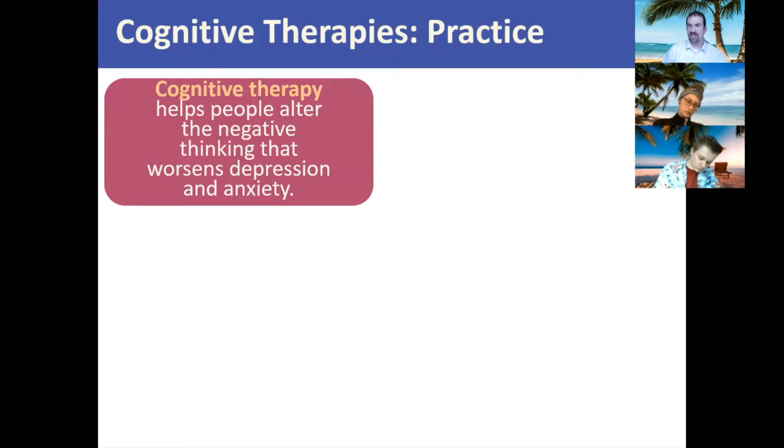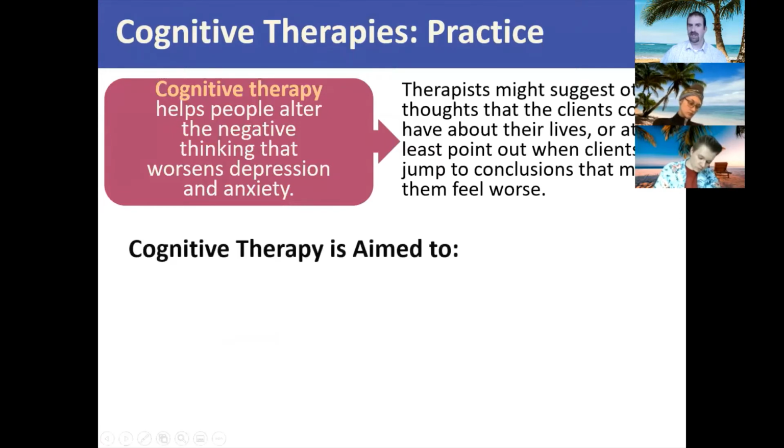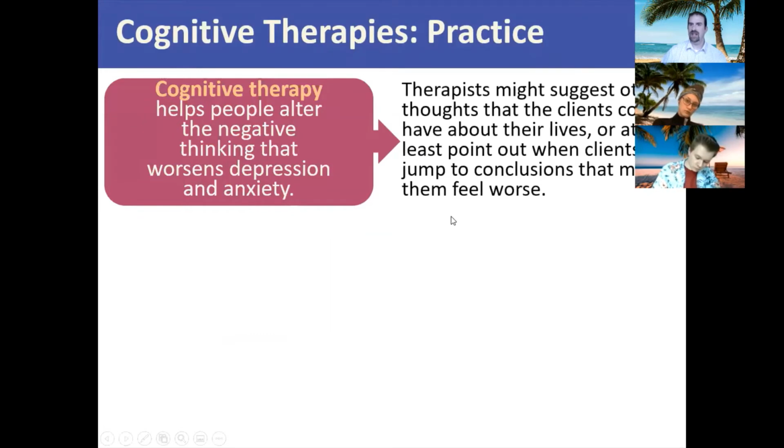And what the therapist does specifically in this case is suggest other thoughts that the clients could have about their lives, or at least point out where their clients jump to conclusions that make them feel worse. So the therapist is going to focus on these negative cognitions and how to change them. And the therapist will do this primarily, as you're pointing out, in two different ways. The first is that they'll try to suggest other thoughts that the client could have.